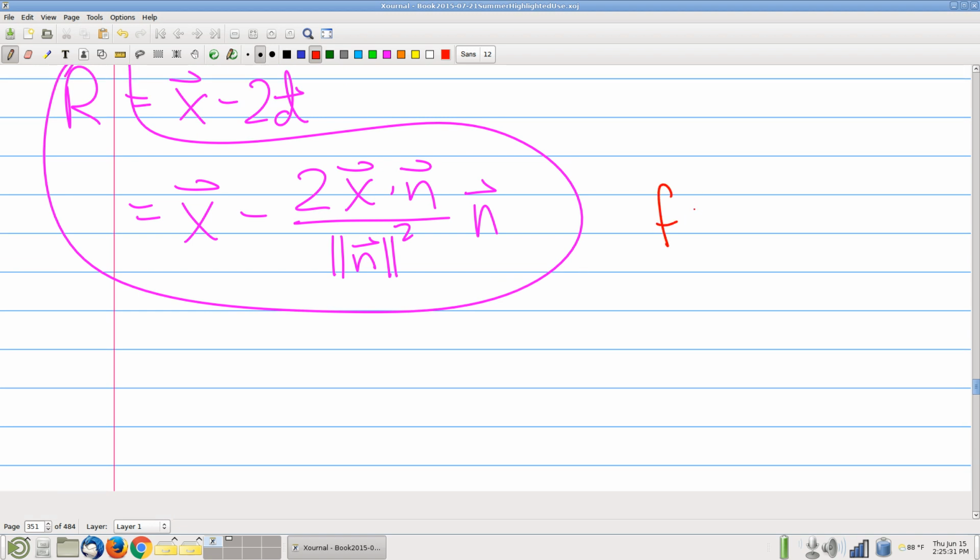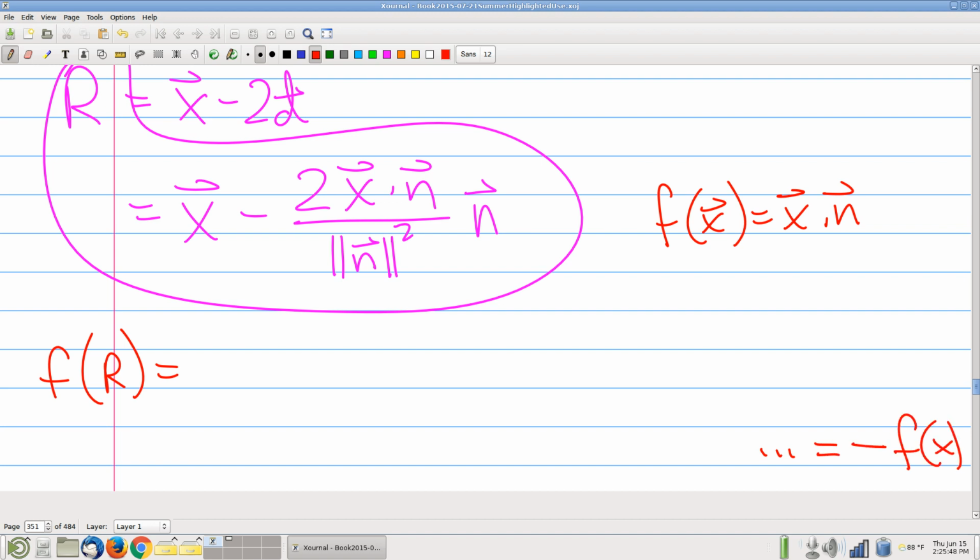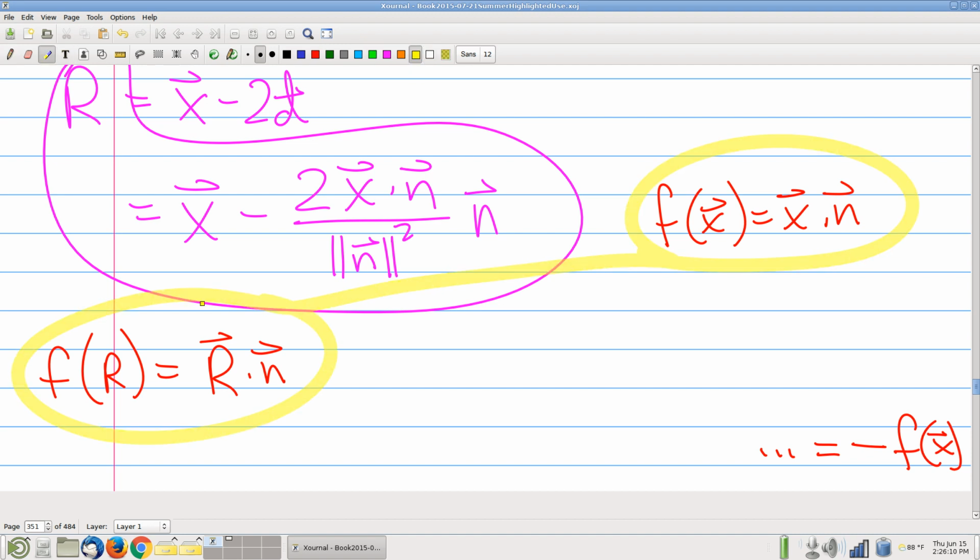Let me just copy that down here for convenience. F of x is x dot n. And now let's ask the question, is f odd? Well, I've got to compute f of the reflection, and I hope that this will give me negative f of the original point x. That's all plug and chug at this point. F of the reflection is reflection dot n.